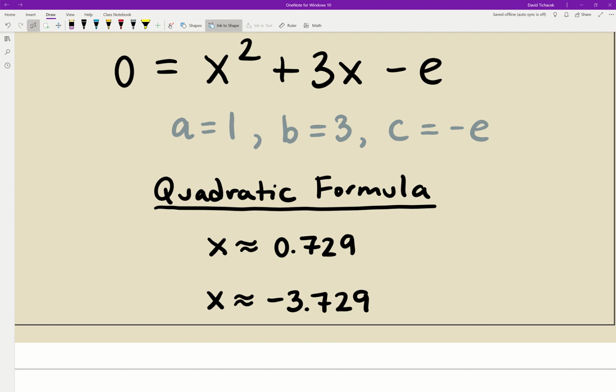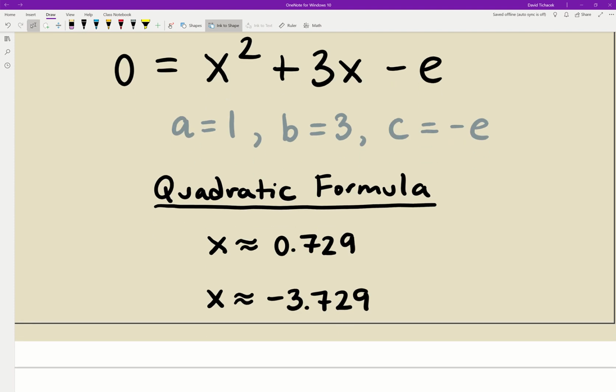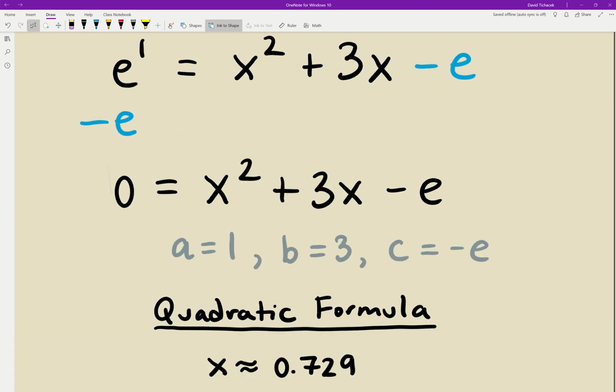And I haven't shown the work for the quadratic formula here, again, just for the sake of time in the video. We've talked a lot about the quadratic formula in the past, but you end up with these two answers. And the reason that I want to talk about this is because when you check this, you're going to plug these answers back into your original equation. And you notice that one of our answers is a negative number, negative 3.729.